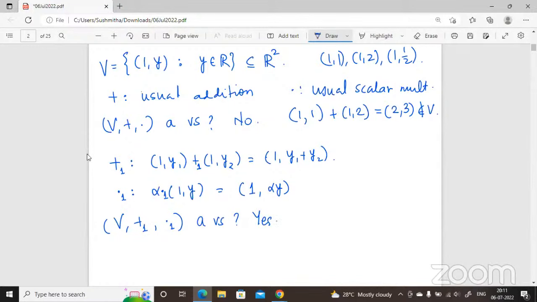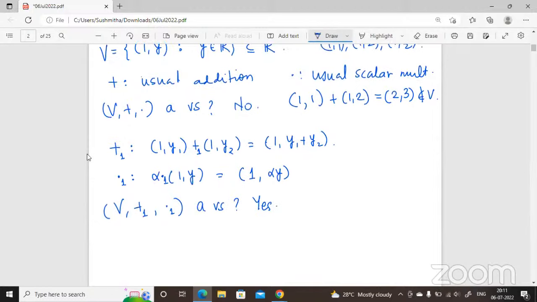Add any two vectors. Yes, we have to check all the properties. To say something is not a vector space, it is enough to say that one of the properties is not satisfied. But to say something is a vector space, you have to check all the properties and everything has to be satisfied. Only then we can tell that it is a vector space.